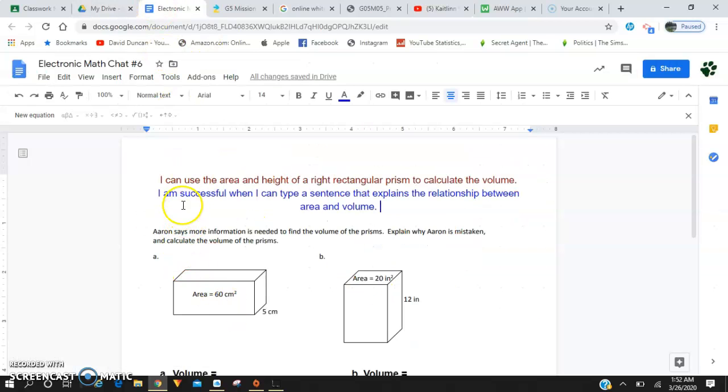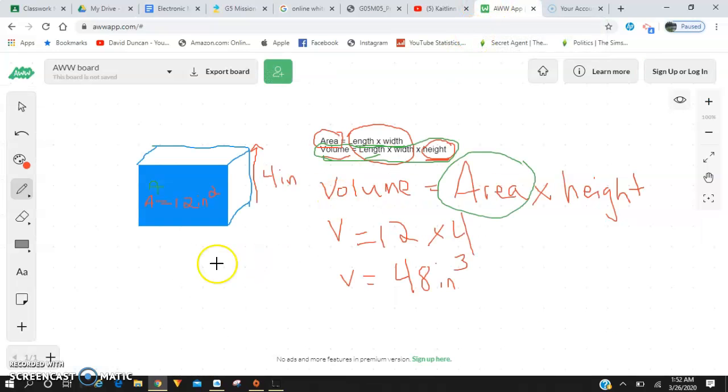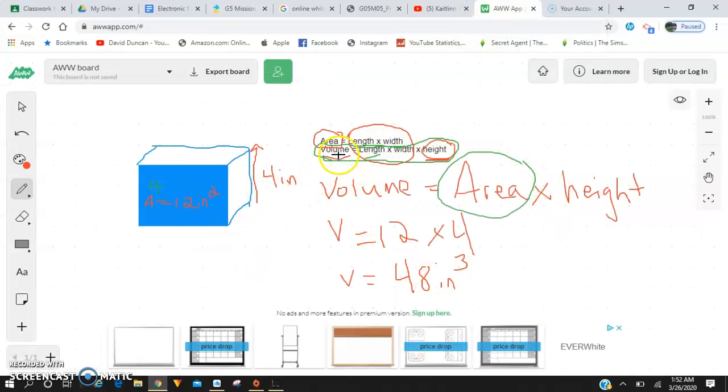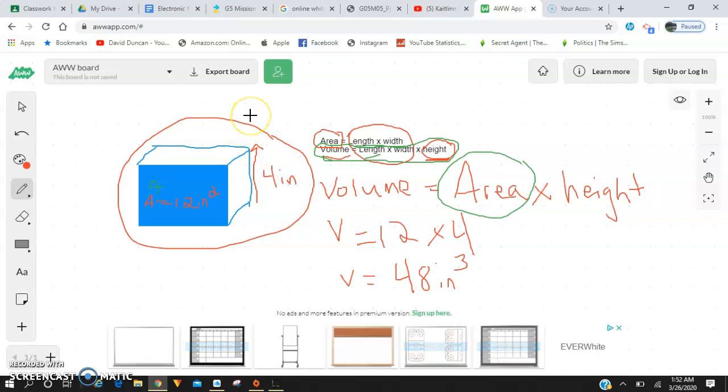And for success, I am successful when I can type a sentence that explains the relationship between area and volume. Well, I told you guys that the relationship between area and volume is that area equals length times width, and that is a portion of the formula for volume. The connection between the two is that if I take the area and multiply it by the height of a right rectangular prism, I'm going to get the volume, because they share factors in their formula makeup.